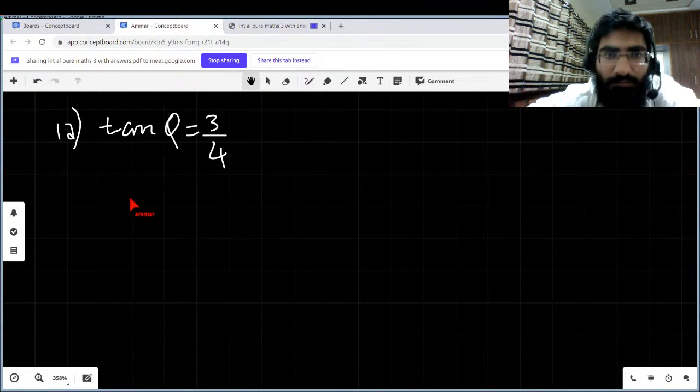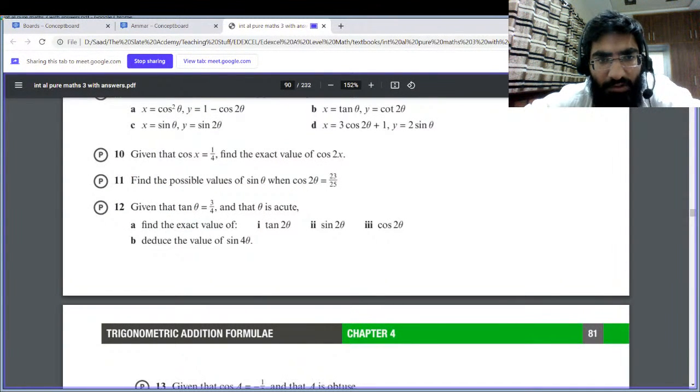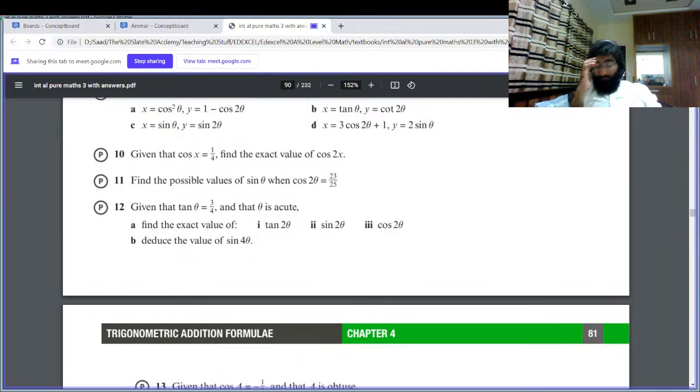Find the exact value of tan. Sir, what is the formula? Let me tell you what the formula is. For tan, I don't know what it is. Tell me what it is. 2 tan theta over 1 minus tan squared theta.